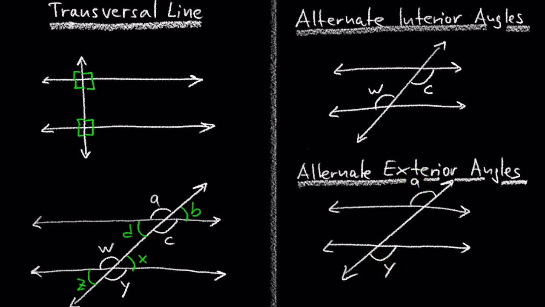Alternate interior angles and alternate exterior angles have the same measure. This is very important. I highly recommend memorizing this. So again, this angle and this angle have the same measure, and this angle and this angle have the same measure. The last one for today are corresponding angles.